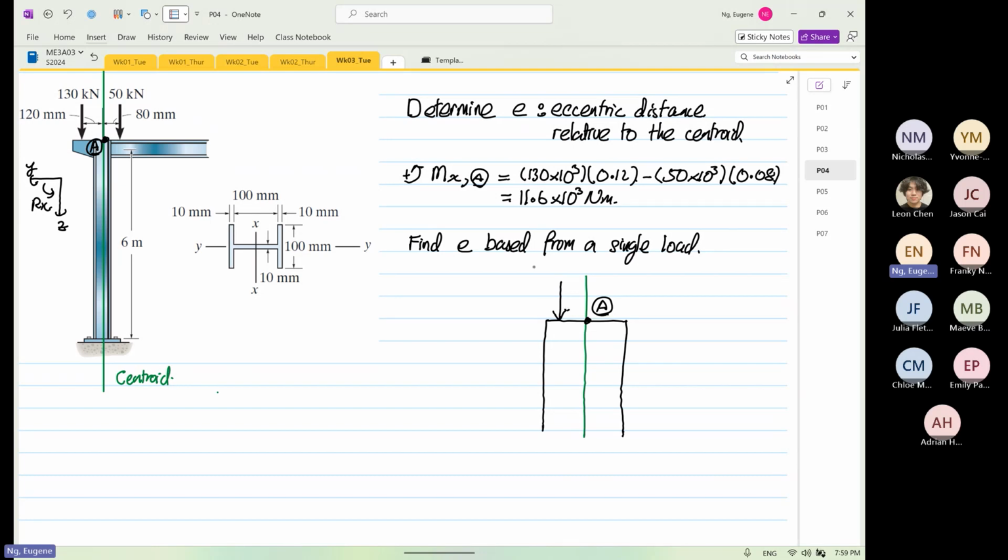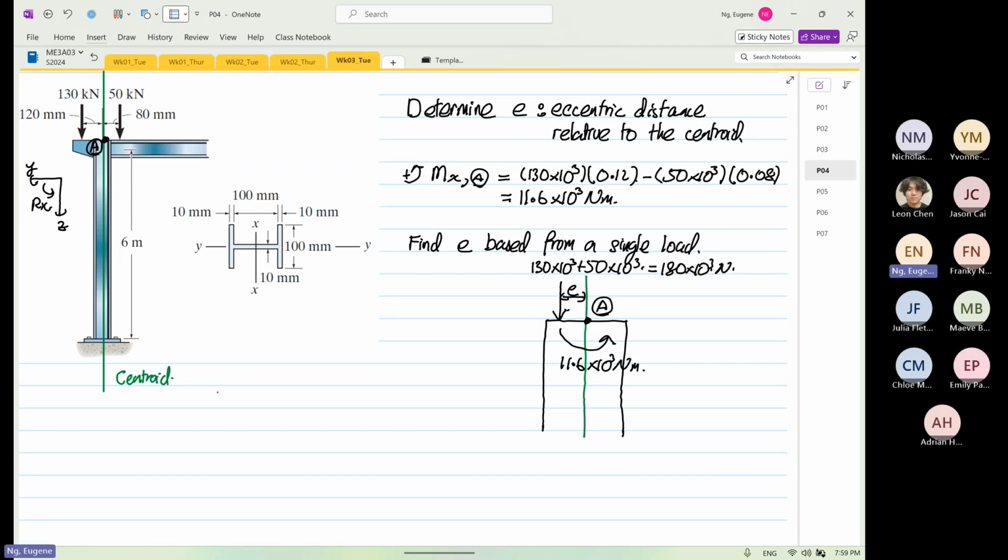And this load is going to be 130 times 10 to the power 3 plus 50 times 10 to the power 3, which is equal to 180 times 10 to the power 3. Okay. What is this distance E? This is the E that will cause a moment about point A of 11.6 times 10 to the power 3 Newton meter. Because E is a single value relative to the centroid.